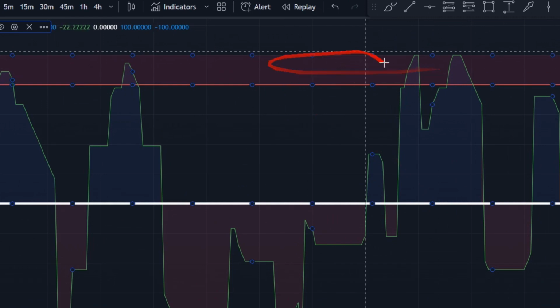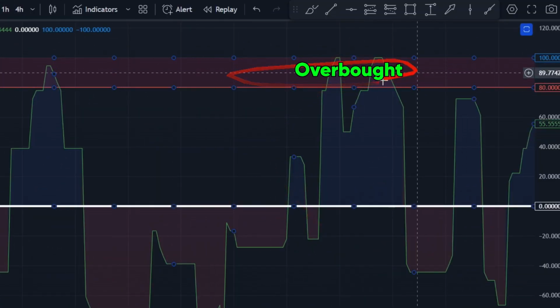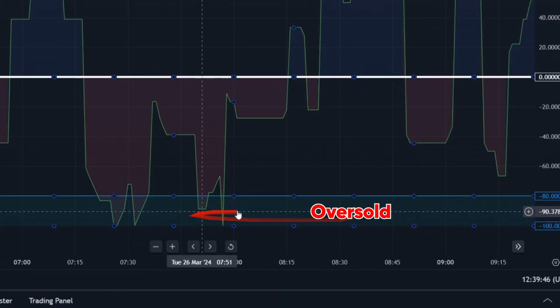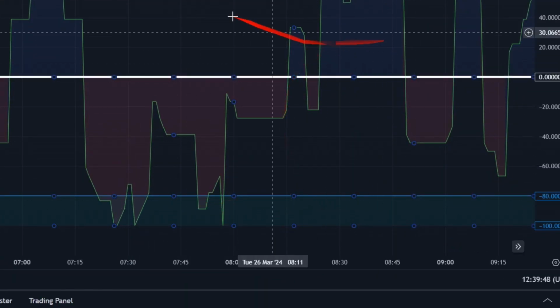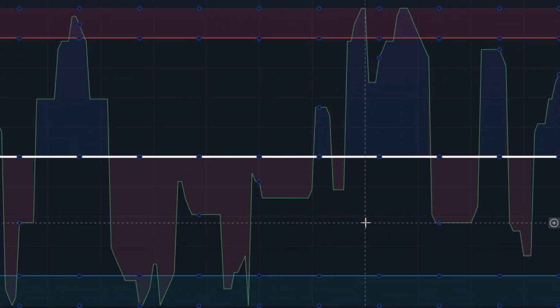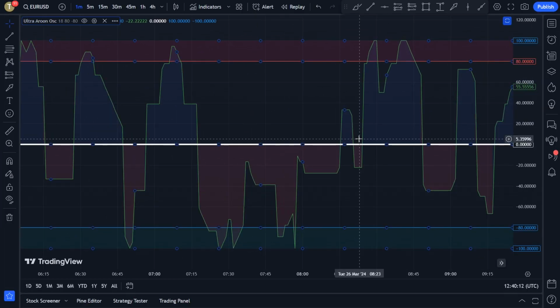As you can see, this indicator has 5 areas. Overbought area where buyers are less likely to buy, oversold area where sellers are less likely to sell, and 2 other areas above and below the midline known as buy and sell areas respectively. Pay close attention to these 5 areas.